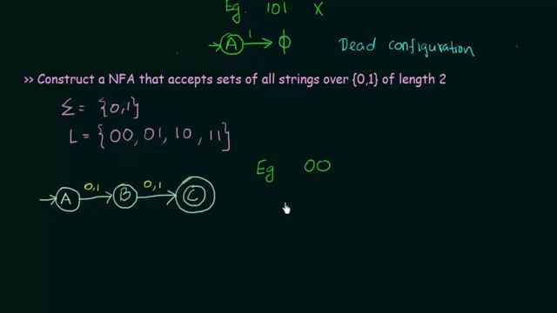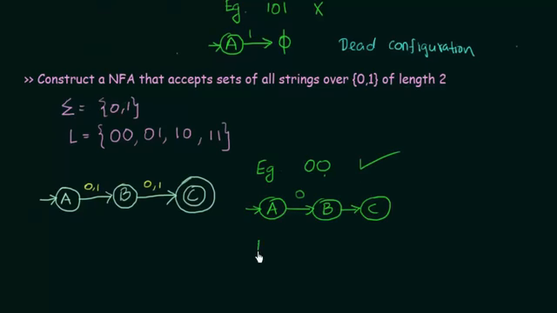Let me first check for this string 0 0. It should be accepted. So let's see, it starts from state A. On getting input 0, where does it go? It goes to state B. And on getting input 0 again, this is the second input, I'm in state B, and on getting input 0, where does it go? It goes to state C. And now I reach the end of the string, and where am I? I am in state C. And is C the final state?